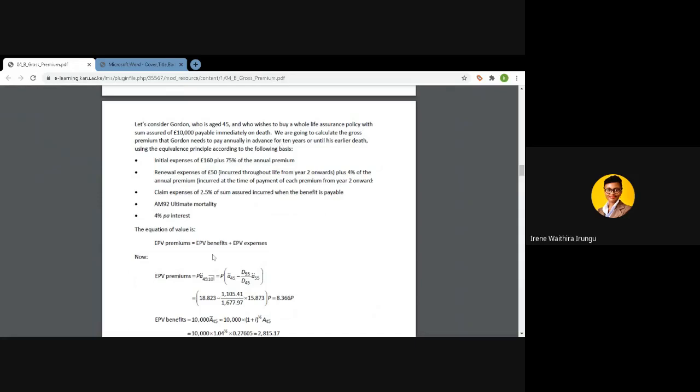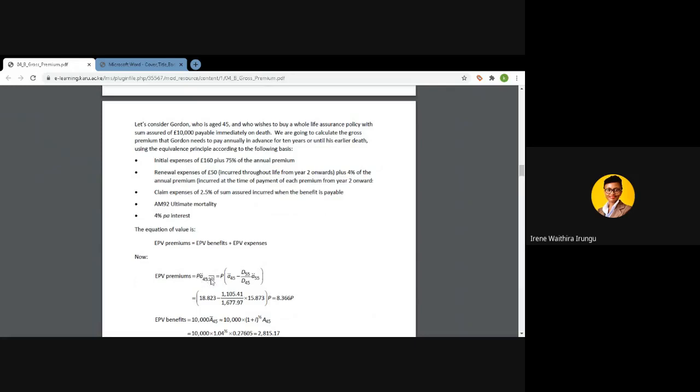So therefore, if we denote P to be our unknown amount of premium, then the present value of the premiums will be P times ä_45:10, for the next 10 years. So this takes care of that fact.